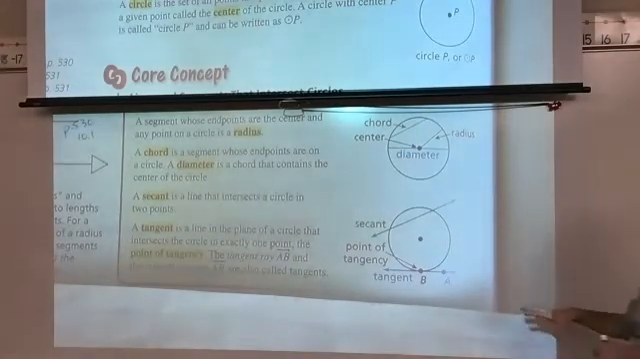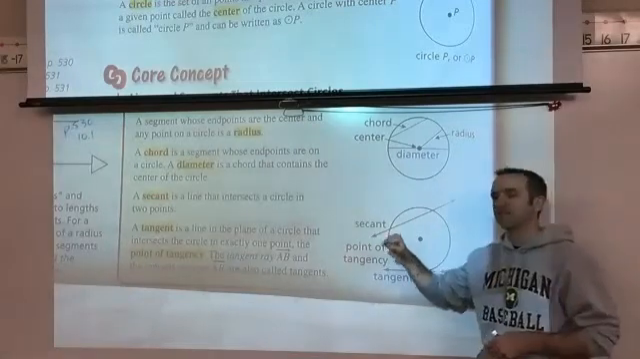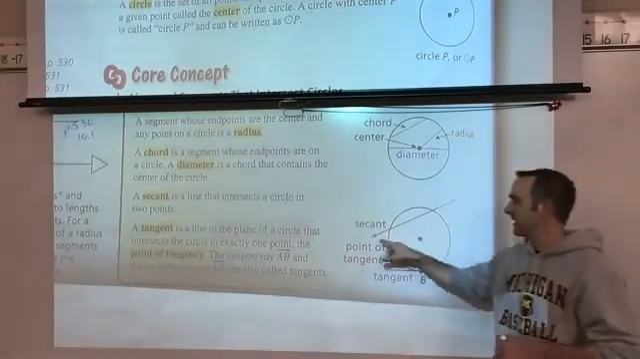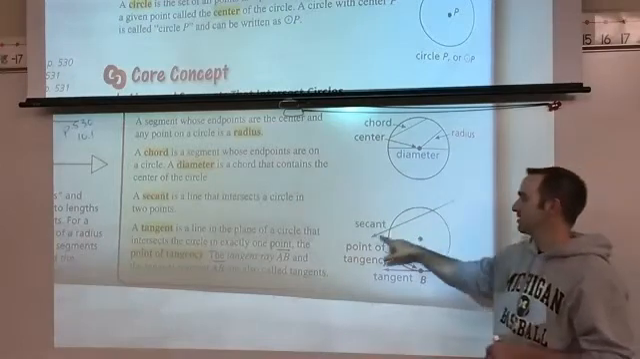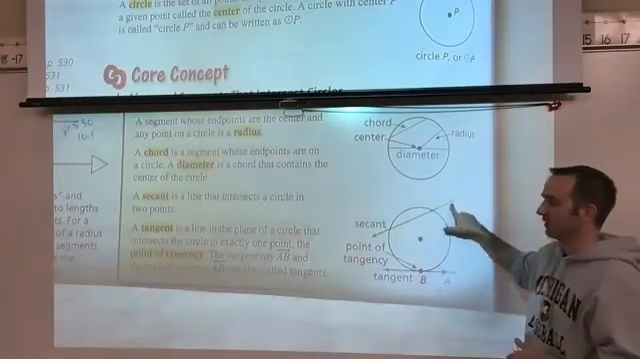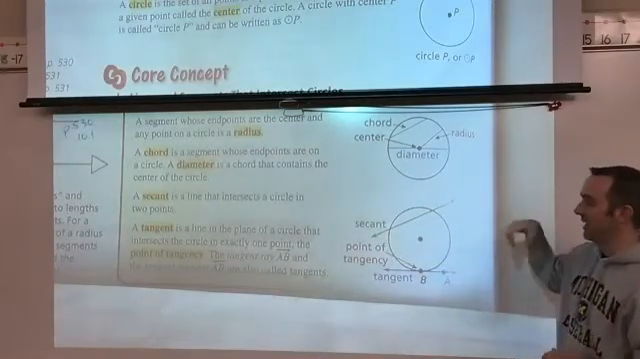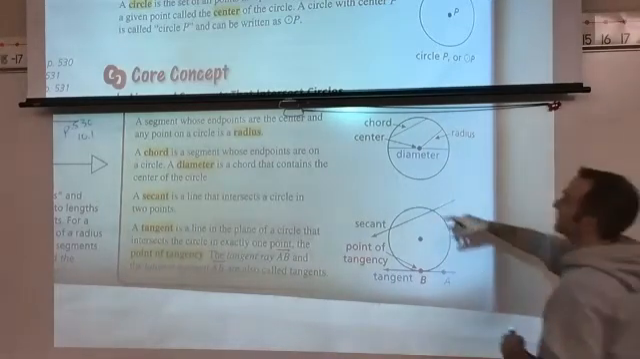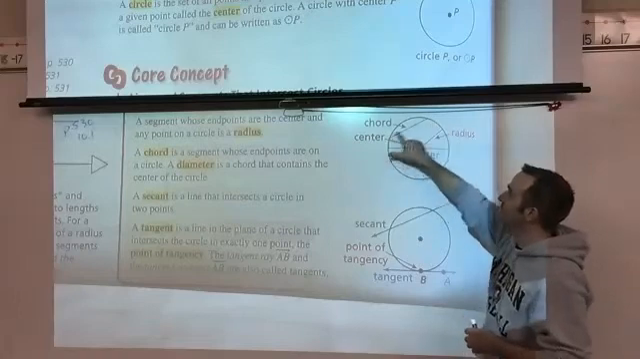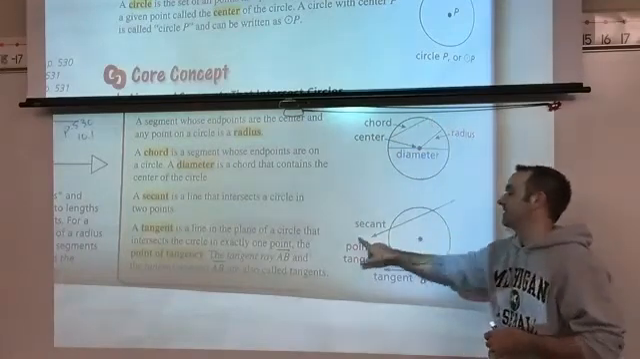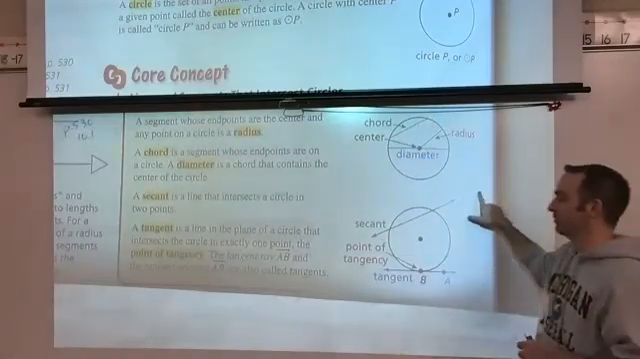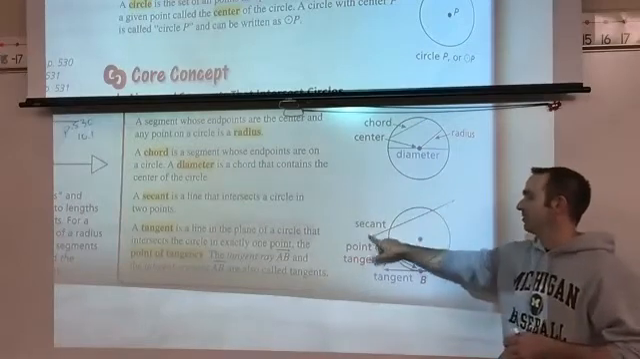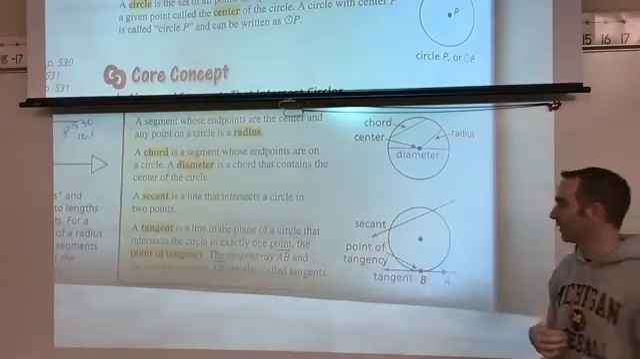Other things that are new, this idea of a secant. A secant is a line that crosses through the circle. Okay, it crosses at 2 points. So it's a line, not a line segment. A chord was a line segment where it had endpoints on the circle. A secant is a line that goes through the circle. So we've got the arrows, it continues on forever.